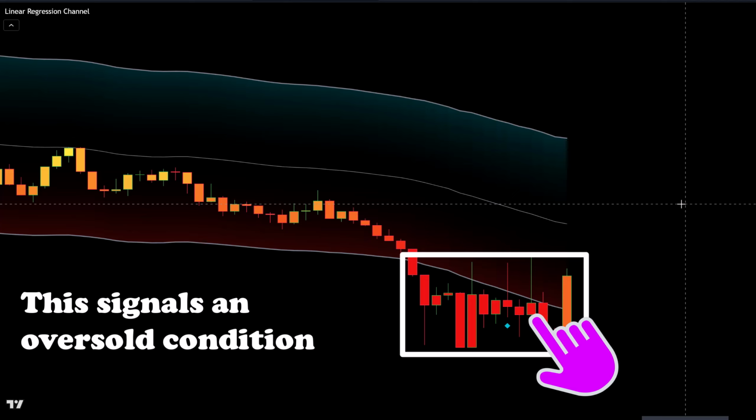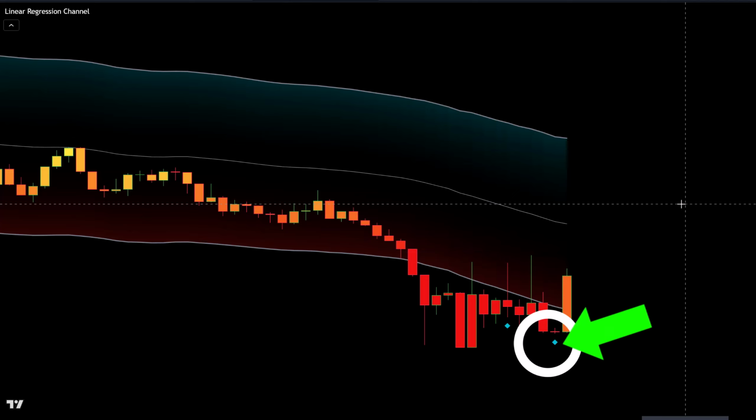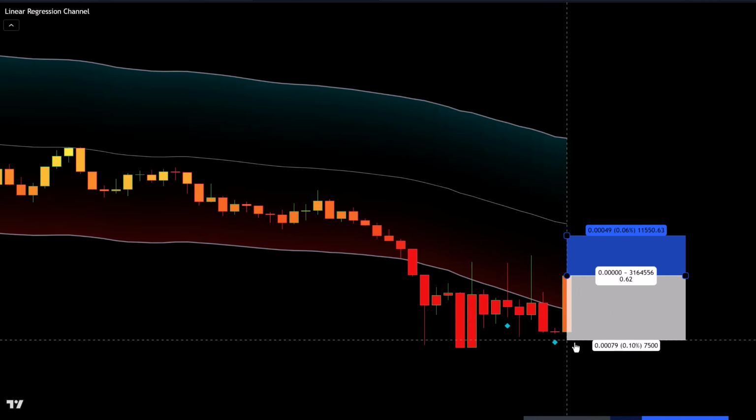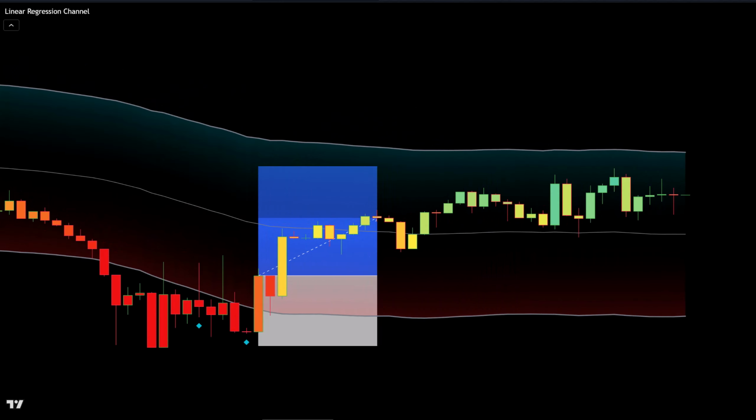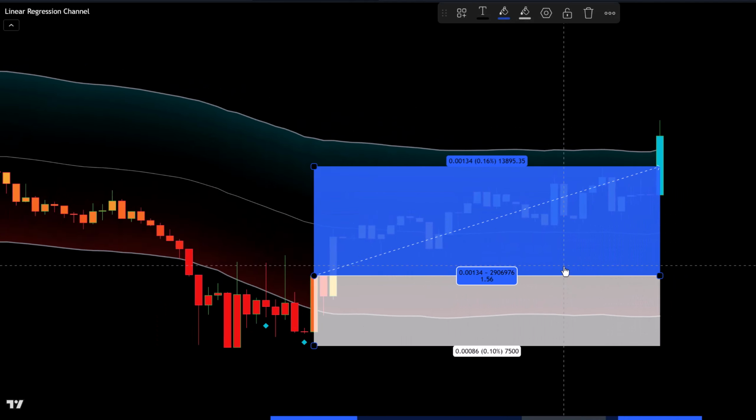But here's where it gets exciting. When a blue reversal diamond appears just after price touches or briefly breaks below that lower band, that's your signal that momentum is shifting upward. And you could have placed a long entry here, and as you can see, the price climbed back into the channel, hitting your take profit.